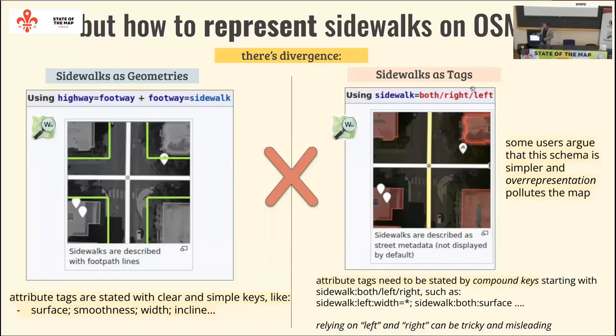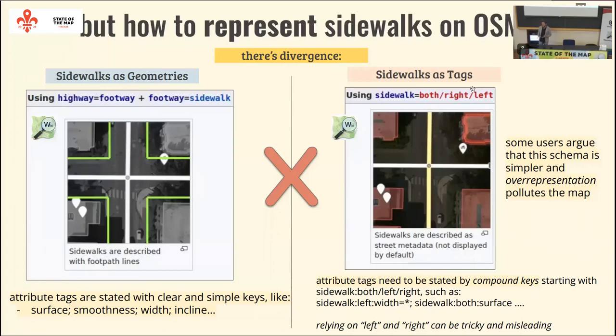Representing sidewalks as separate geometries, using the tags highway=footway and footway=sidewalk. Then the attributes of the sidewalks can be stated in a clear and simple way, like surface, smoothness, width, and incline. These four are actually the fundamental tags for accessibility mapping.